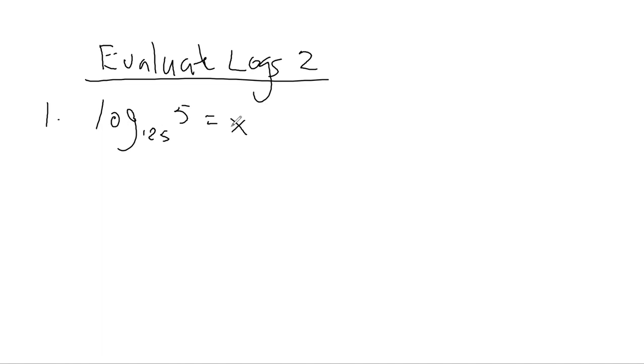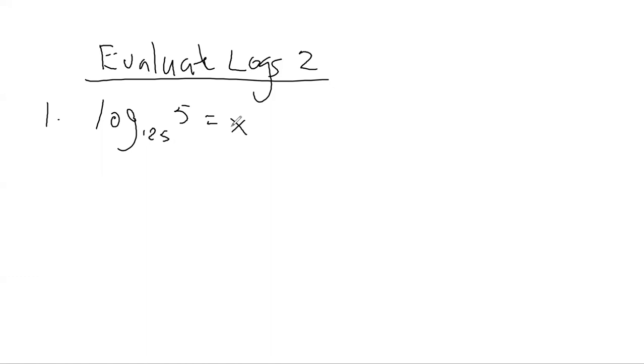So the first step in evaluating a log of this form, when it's not obvious what power I have to raise 125 to get 5, it's going to have to be a fraction, because 5 is obviously a smaller number than 125. So I can't square it. 125 squared is going to be a huge number. So 125 to what power equals 5? And to re-emphasize that and to show the connection between logs and exponents, let's rewrite that as an exponent.